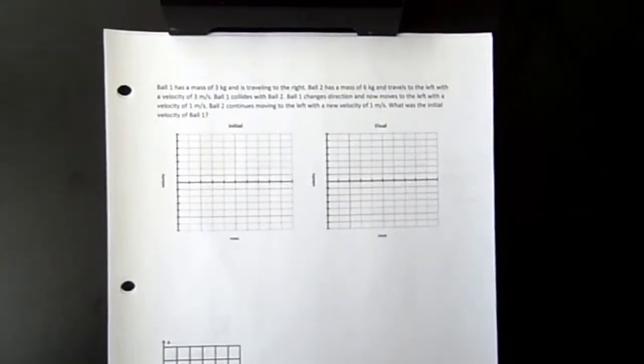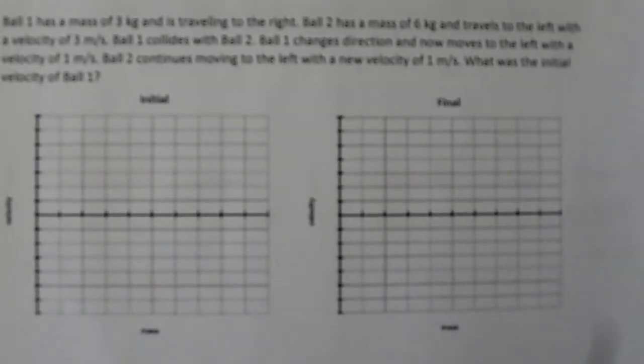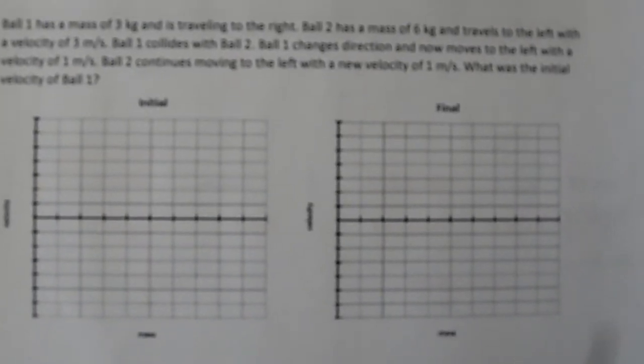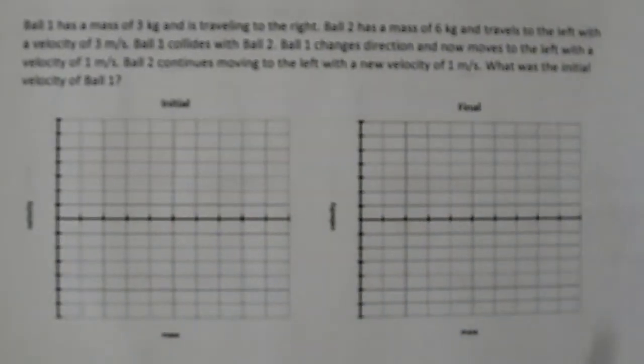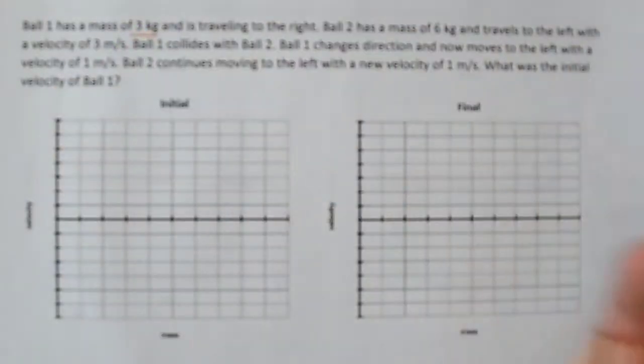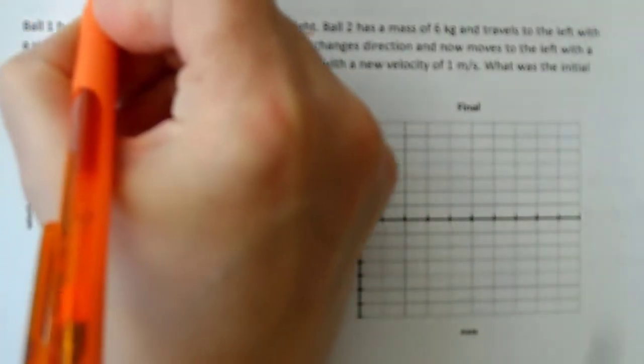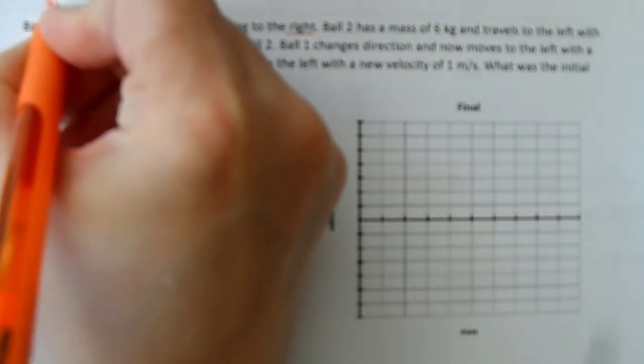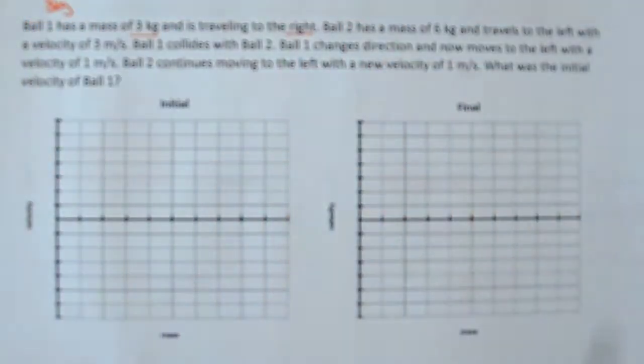Let's zoom back in. See it a little bit. All right, so in this one, if you can read that very well, ball 1 has a mass of 3 kilograms. Let me underline that. And is moving to the right. So we've got ball 1 moving this direction. But we don't know how fast. It doesn't tell us right now.